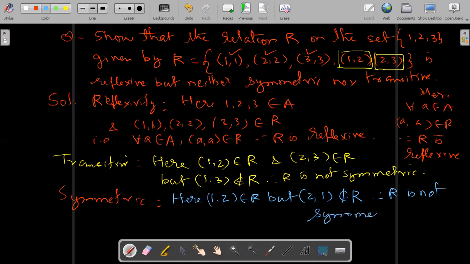Any given relation, if it is reflexive, symmetric, and transitive, then it is called an equivalence relation. If it is not, it is not an equivalence relation. The equivalence relation is reflexive, symmetric, and transitive.